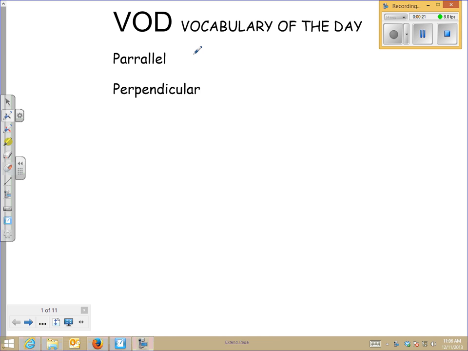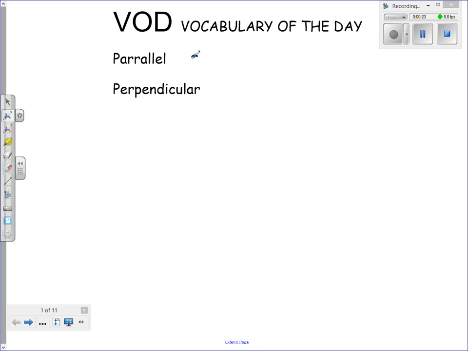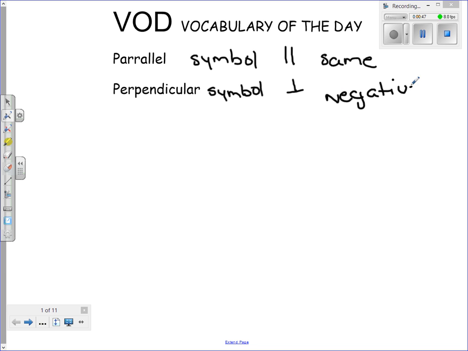I want to introduce the symbol we use. So the symbol for parallel, instead of having to write parallel over and over again, looks like this, okay? And perpendicular, two lines that intersect forming 90-degree angles, our symbol looks like this. For writing equations, parallel has the same slope and perpendicular have the negative reciprocal.